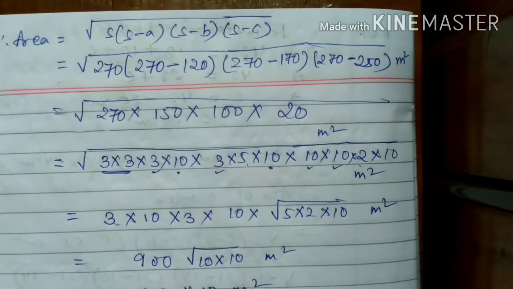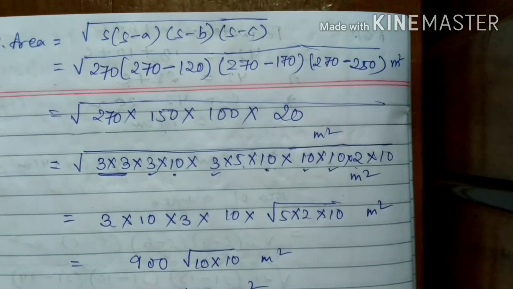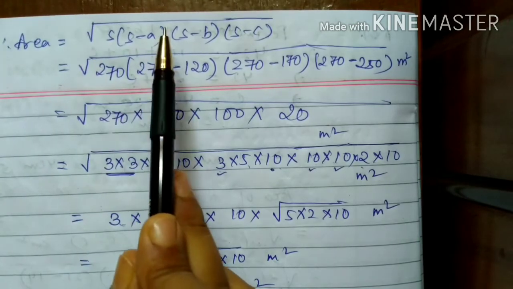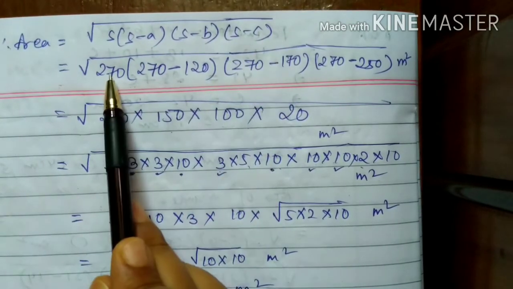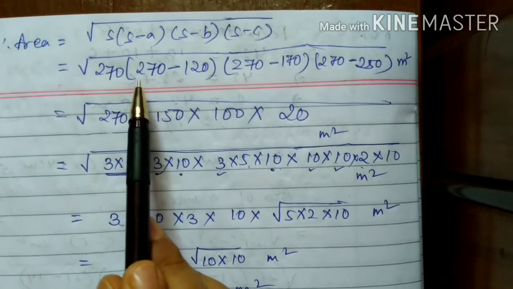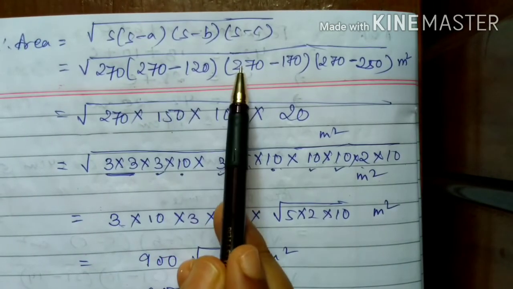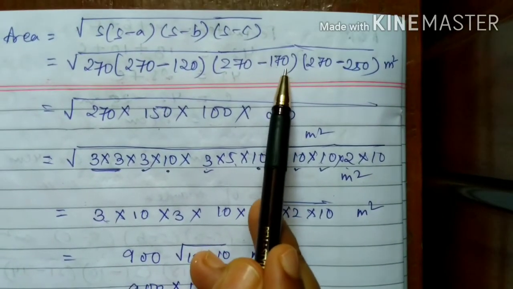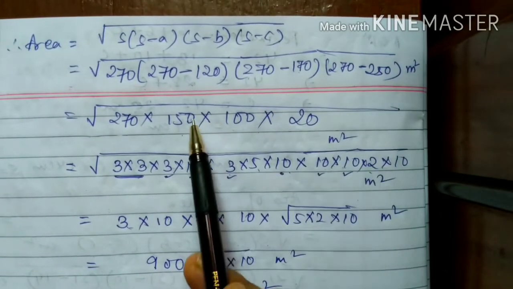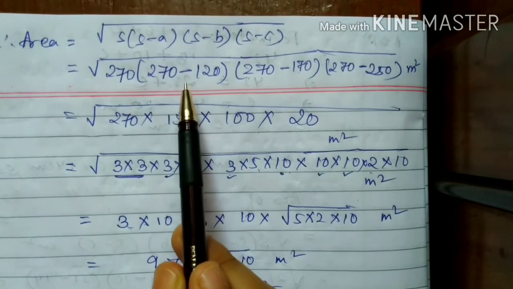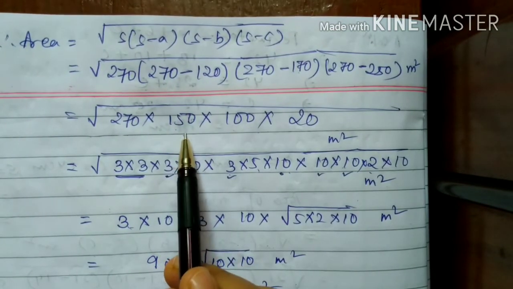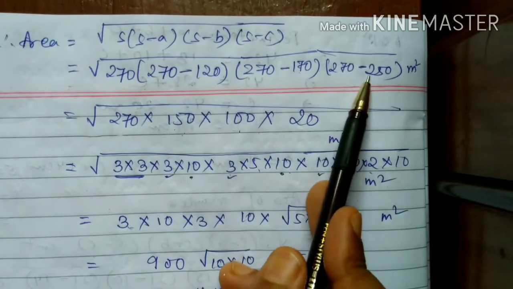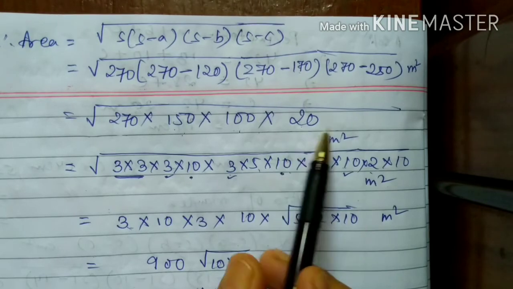So see, the calculation of area is the way you can see it. Area is equal to square root of S into S minus A into S minus B into S minus C. So square root of 270 into 270 minus 120 into 270 minus 170 and 270 minus 250 meters square. Now when you subtract 270 minus 120, you will be getting 150. 270 minus 170, you will be getting 100. 270 minus 250, you will be getting 20 meters square.